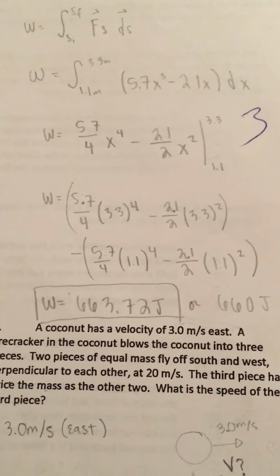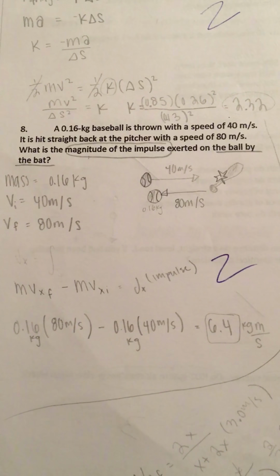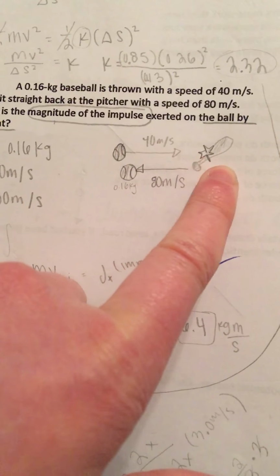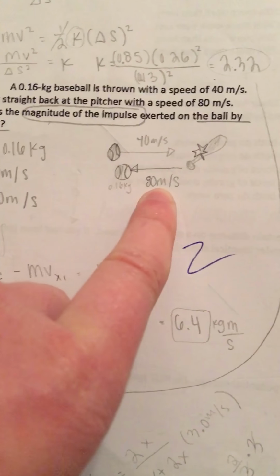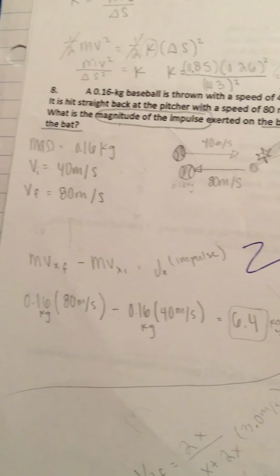So the next one that I want to go over is question number 8. This one is about a baseball thrown from the pitcher and hit by a bat. And we're trying to find what the magnitude of the impulse exerted on the ball by the bat is. Now, I drew a little diagram, so it's initially going 40 meters per second towards the bat, and then after it is hit, it is going 80 meters per second, and the ball is 0.16 kilograms.